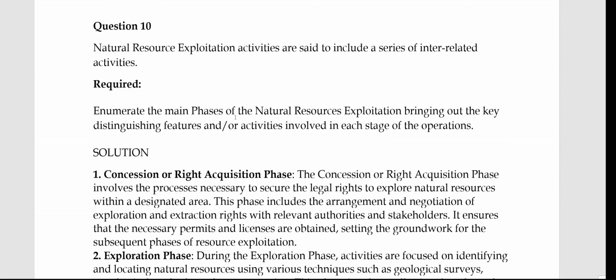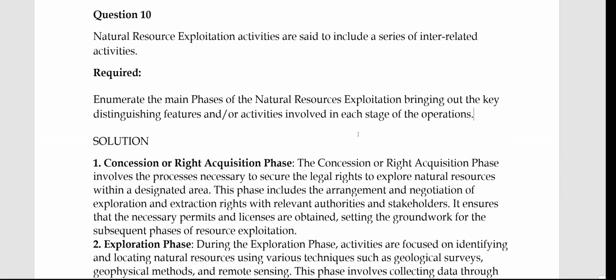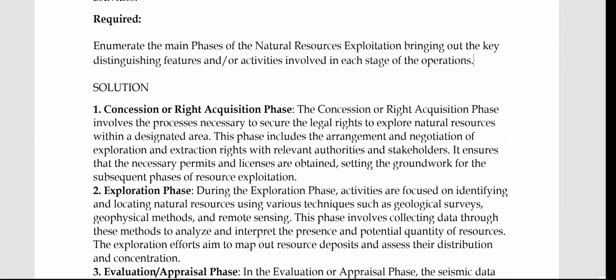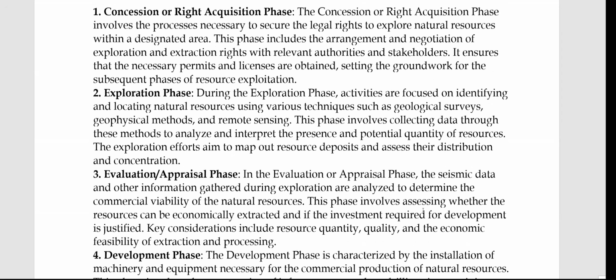So: enumerate the main phases of natural resource exploitation, bringing out the key distinguishing features and/or activities involved in each stage of the operations. Now you can go to the exam and get a question like this, where you have to list all the activities and explain them. Or they just ask you about just one part. One part. Do you understand?